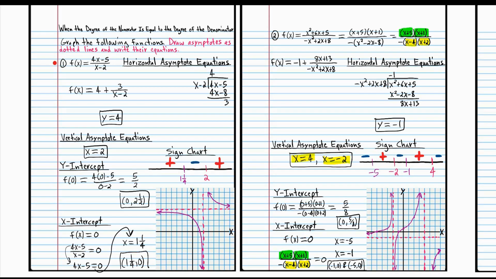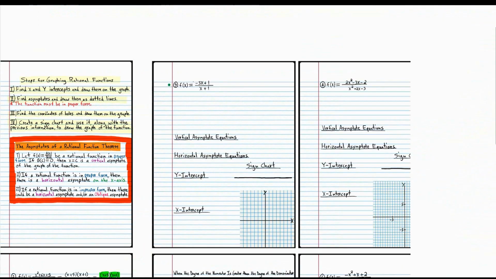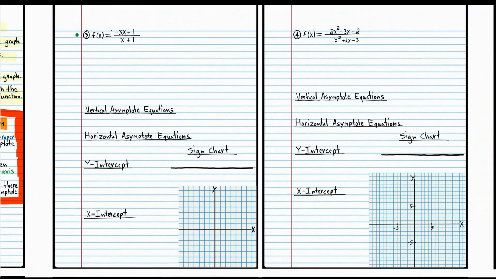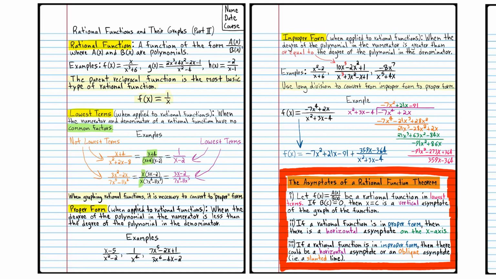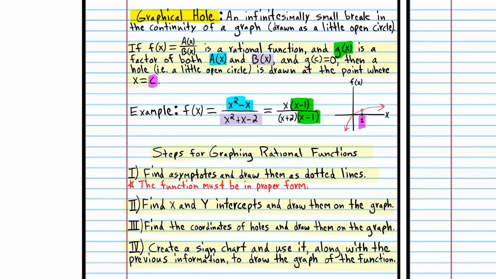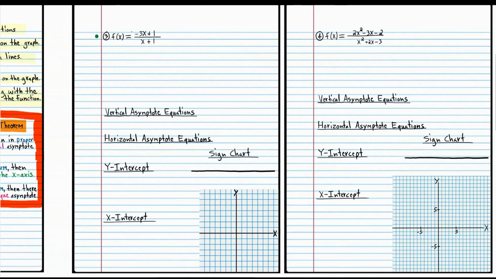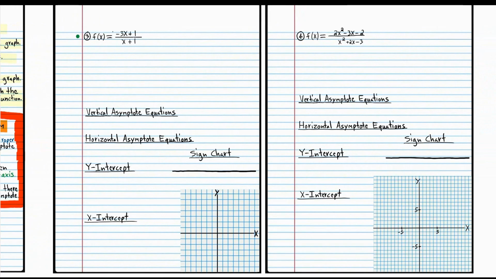So I want you to take a picture of everything that we did here, and you can use that to do problem number 3. If you haven't gotten a screenshot of all this information, go ahead and take a screenshot or a picture with your phone. Try number 3. When you come back, we'll do it together.